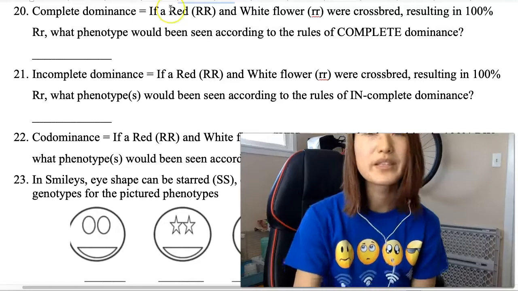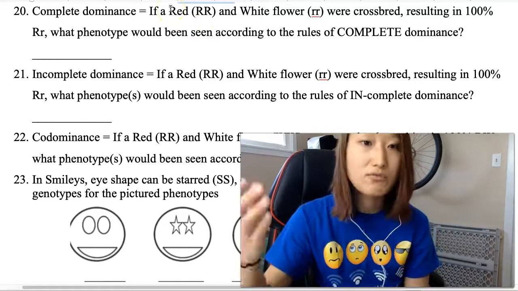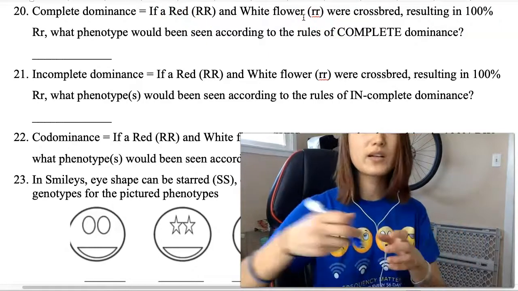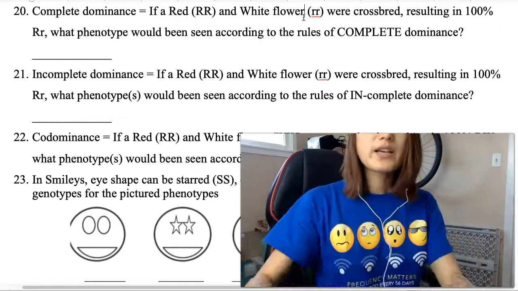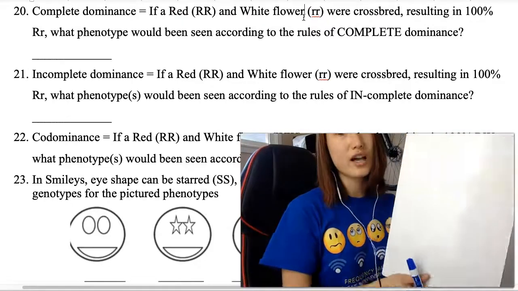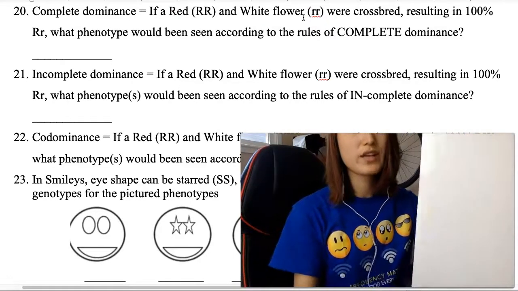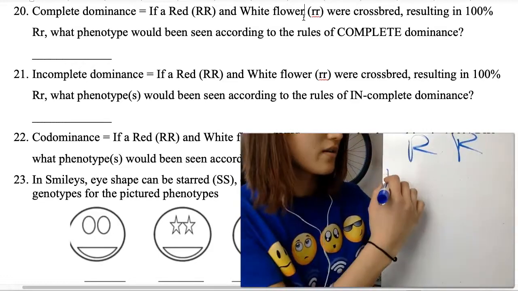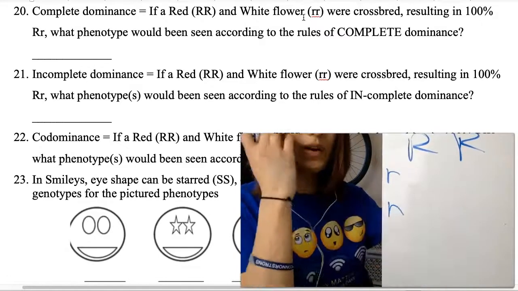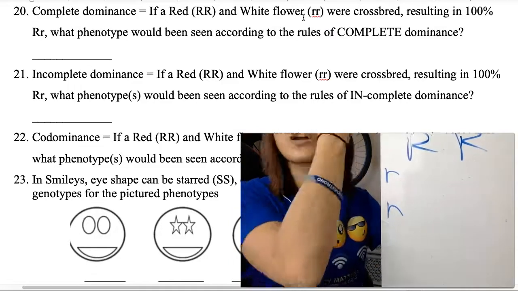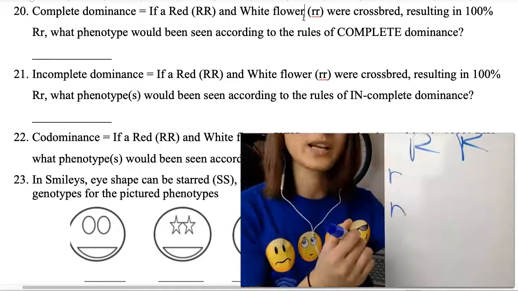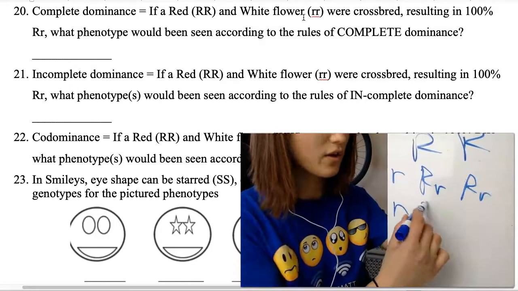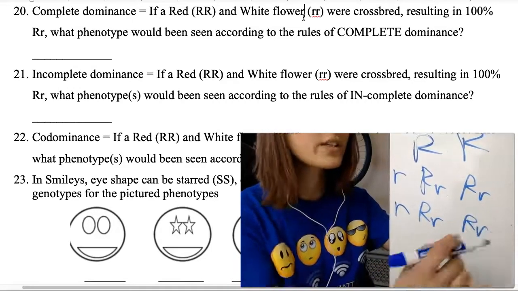Number 20, complete dominance. Okay, now your regular complete dominance, we have a red flower and a white flower. A quick Punnett square, shall we? You should know how to do this Punnett square, but I'm just going to do it real quick, just so we're on the same page. We have big R, little r, right? Both are homozygous, one dominant and one recessive. You will end up with big R, little r, big R, little r, big R, little r, big R, little r.